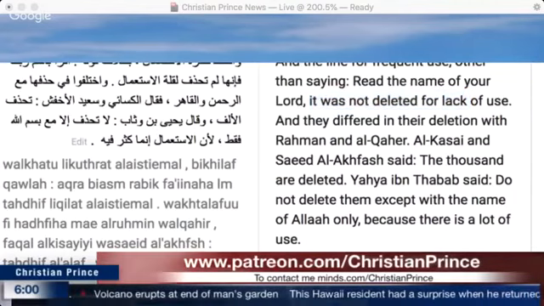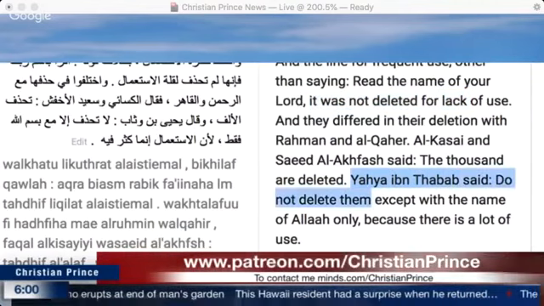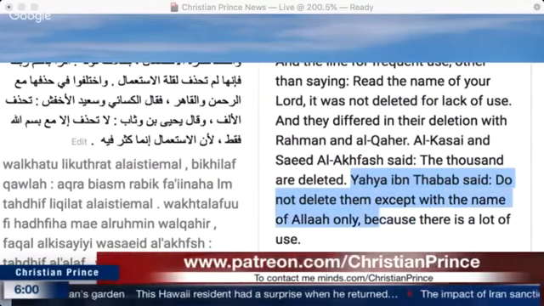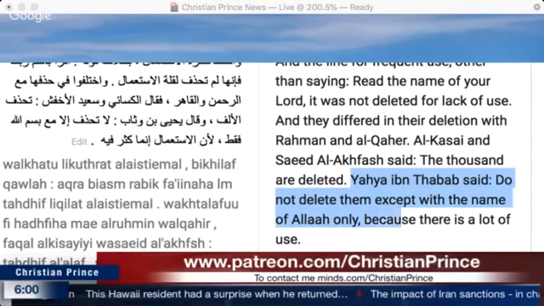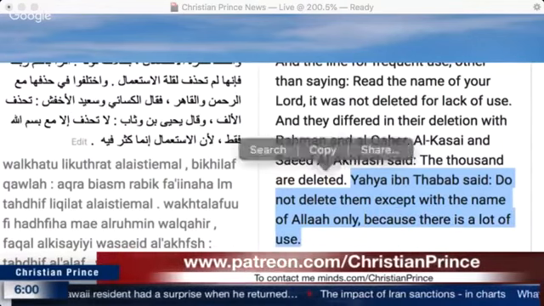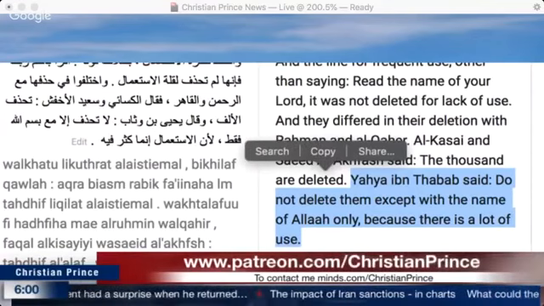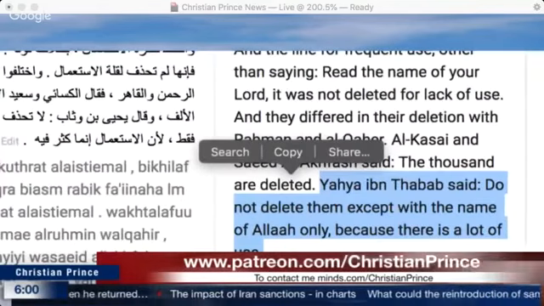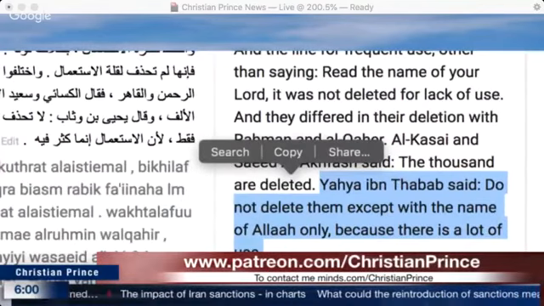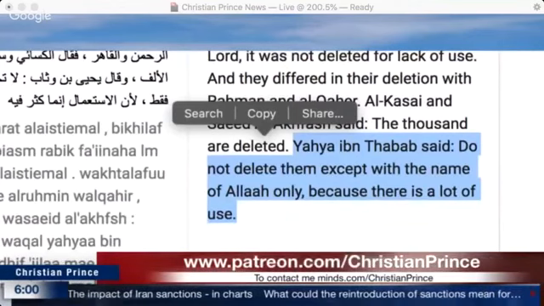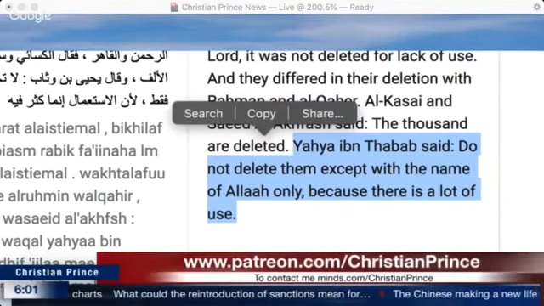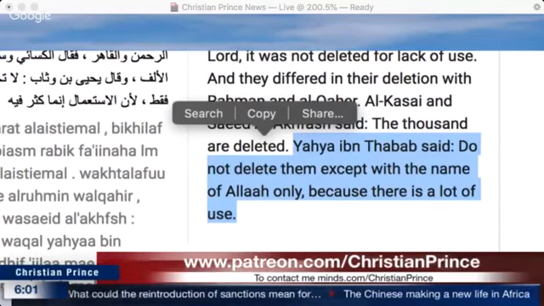You see here, Yahya ibn Tabab said it's not deleted except when it is in front of the name of Allah only, because of their a lot of use. Google Translation is not too accurate, but it's clear, right? So because of a lot of use, the Muslims decided. Did Allah say to the Muslims, delete it because of a lot of use, or is this the opinion of the Muslims? Did Allah give them a verse in the Quran that says don't delete it, this is the correct way? No, but because of a lot of use, Muslims keep using Bismillah.